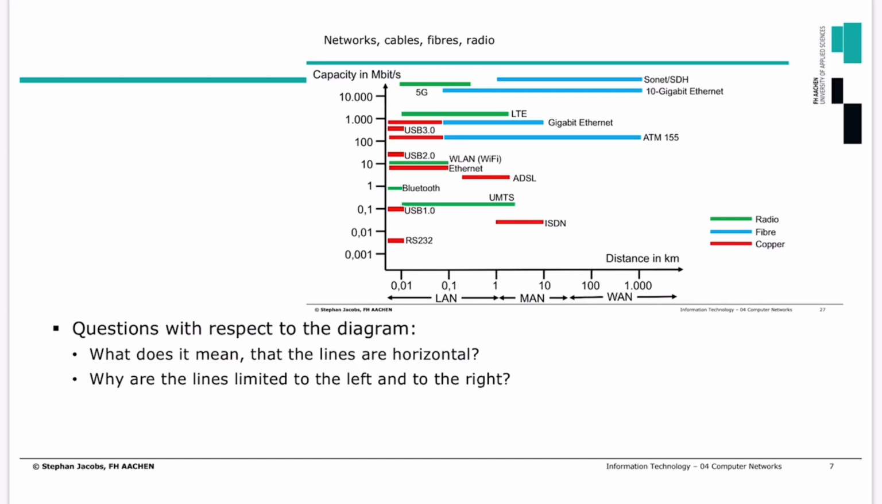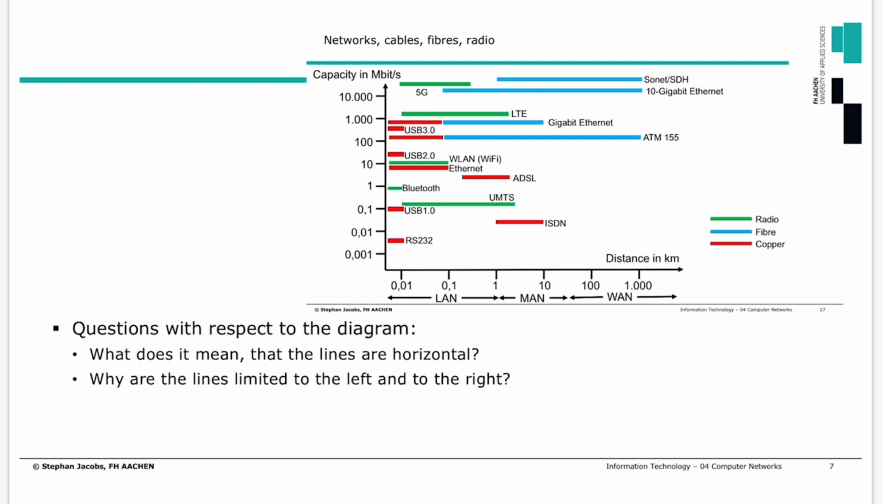Let's have a look at the different networks and their capacities. In this diagram, you can see on the x-axis the distances on an exponential scale, which goes from 10 meters up to 1,000 kilometers. And you can see in an additional scale that from some meters to 1 kilometer, we're talking about local area networks, LAN. From 1 to, let's say, 50 kilometers, we're talking about MANs, metropolitan area networks. And the bigger networks are called WAN, wide area networks.